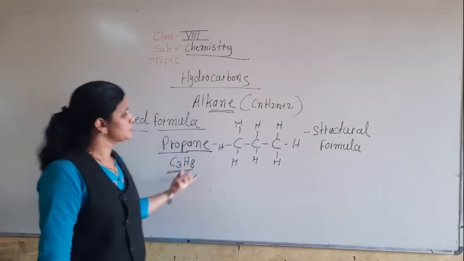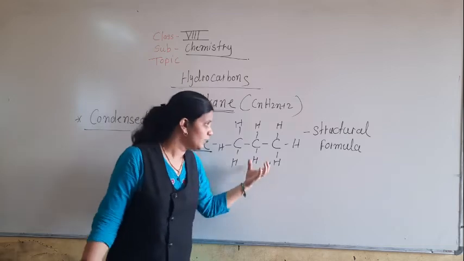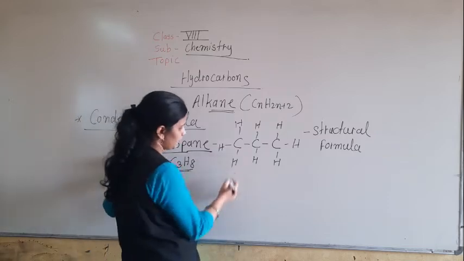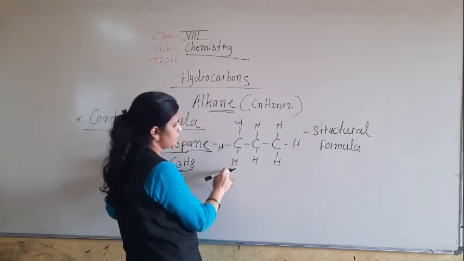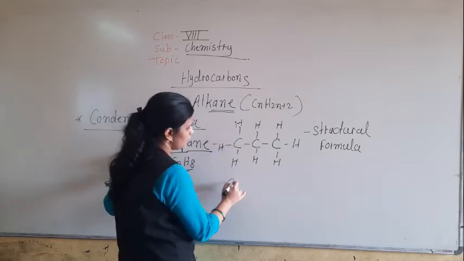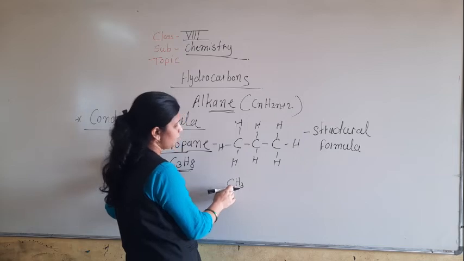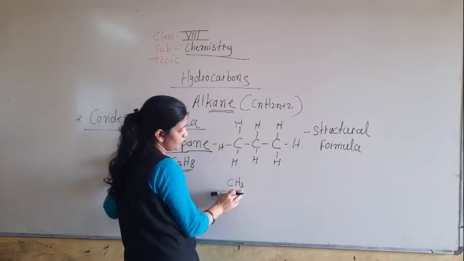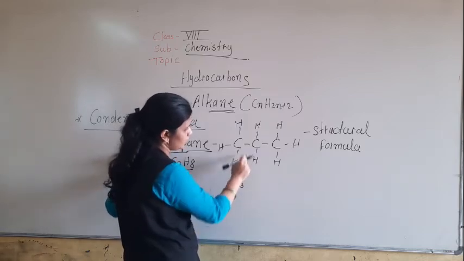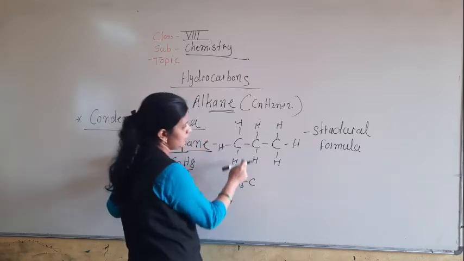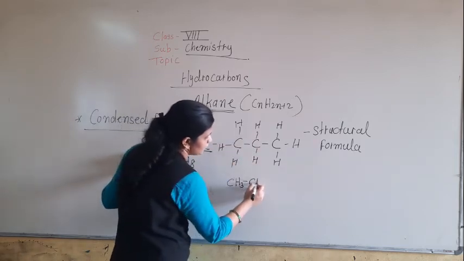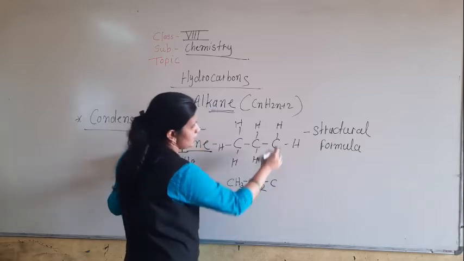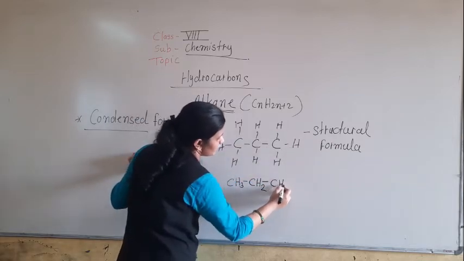So instead of this structural formula, we have to condense it in a short way. How to write it? See here, first write C, then how many hydrogens? 1 2 3. So CH3. We have to remove this single bond and directly write the number of hydrogen atoms. So CH3, then single bond, then C. Here how many hydrogens? 1 2. Just write the number of hydrogens, then single bond, then this C, 1 2 3, so CH3.